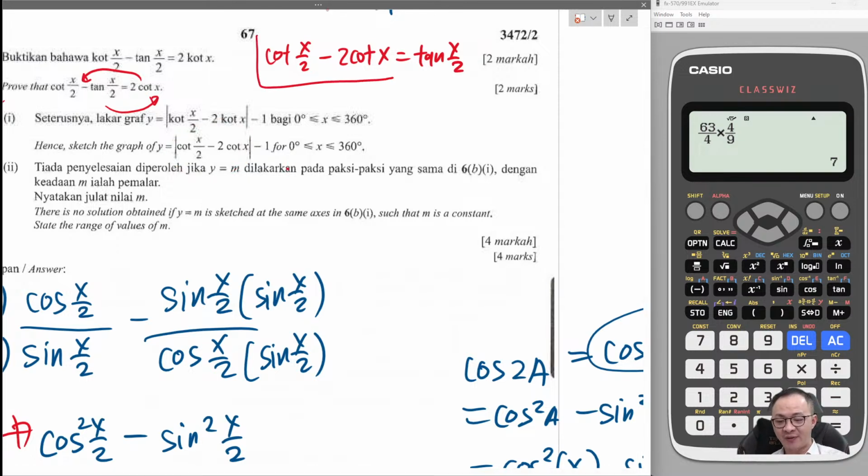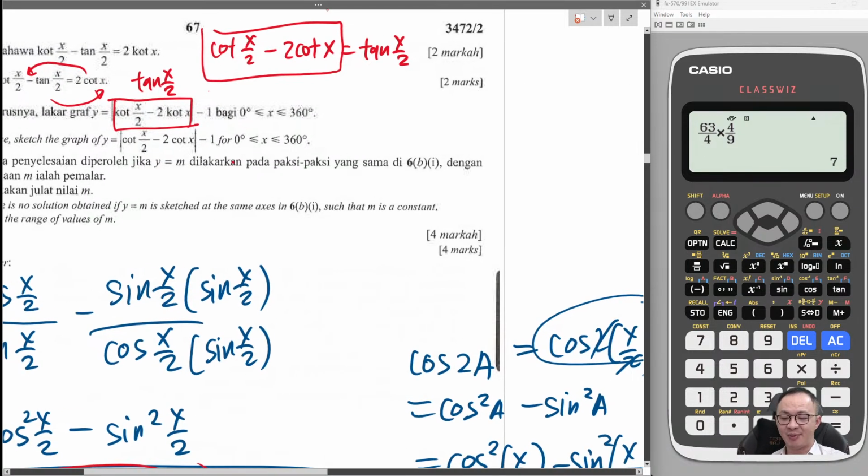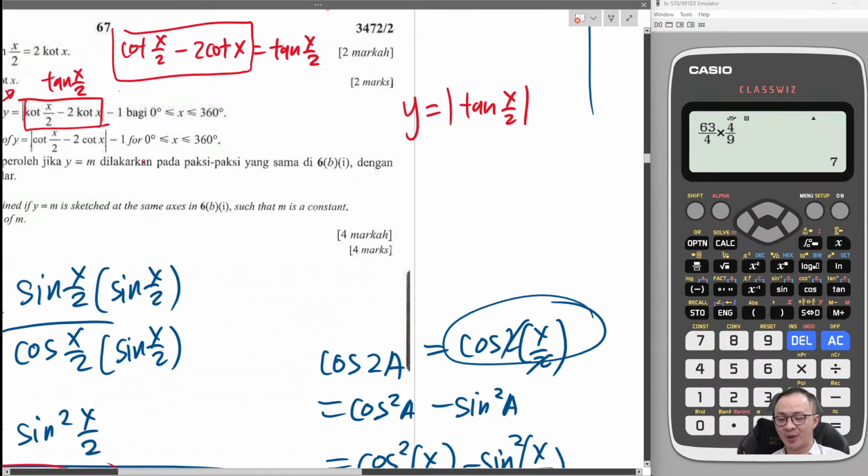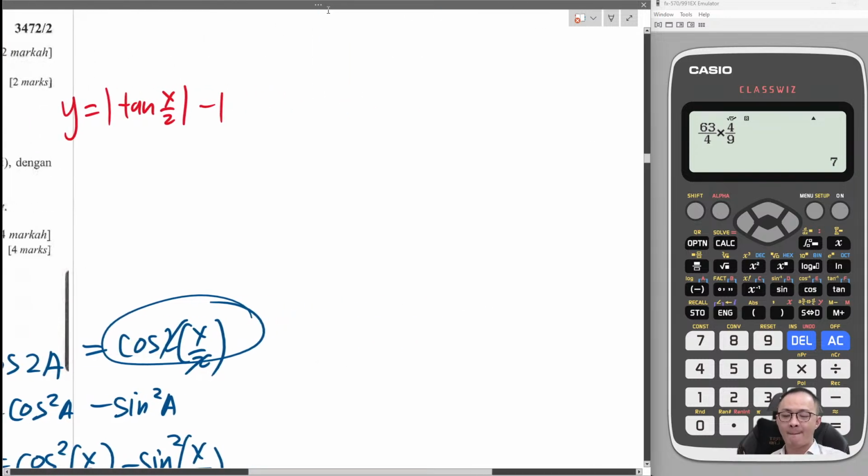So whatever inside here must be tangent x over 2. I hope you can see it, because I want to sketch the graph of modulus tangent x over 2 minus 1. Minus 1 is outside of the modulus. So let's sketch it.